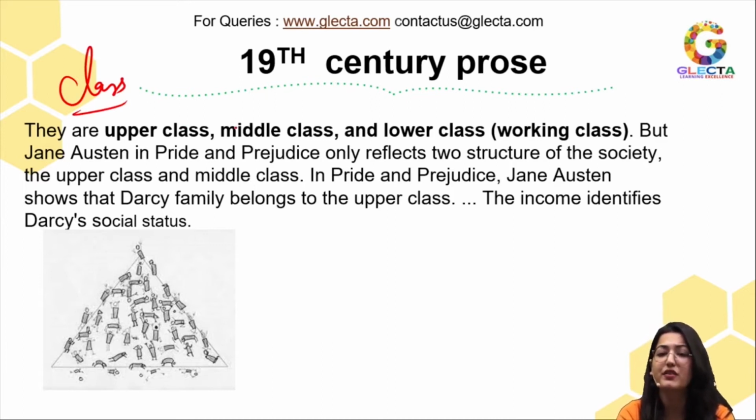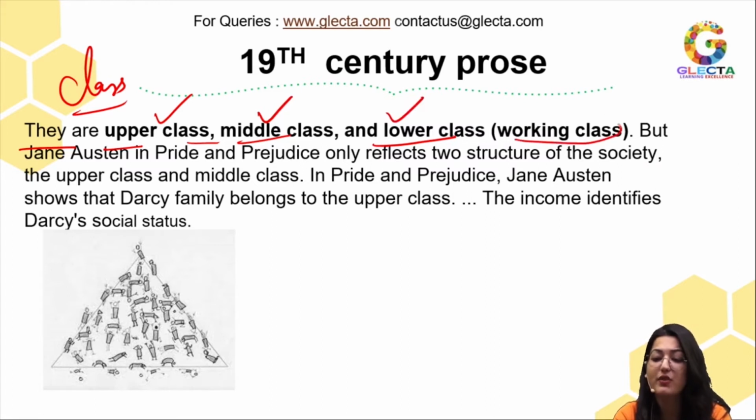Class means having the differentiation, the differences among all the people living in the society. Some can be rich, some can be poor. So it's all about class, meaning aristocracy. At the time Pride and Prejudice was written, the upper class, the lower class, and the middle class were quite popular. So there are upper class, middle class, and lower class. Lower class basically includes the working class, people who are working there.